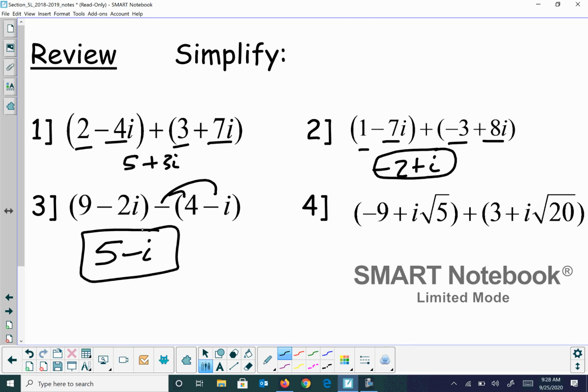And then this problem here, the real parts give me negative 6. Imaginary parts, I have to convert root 20. That's going to be 4 times 5, the biggest perfect square. So root 20 becomes the same thing as 2 root 5. So that would be 2i root 5. So I have 1i, so it's going to be 3i root 5.